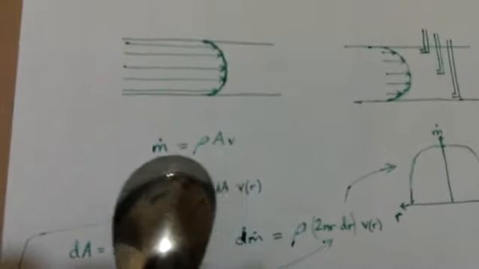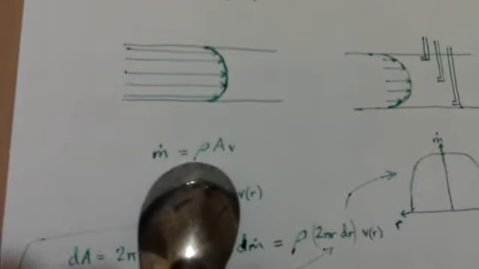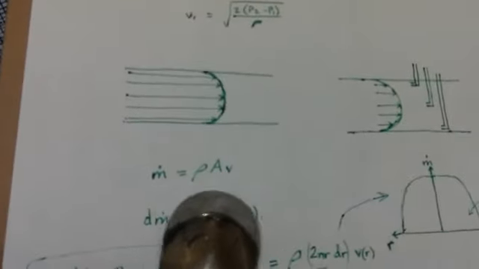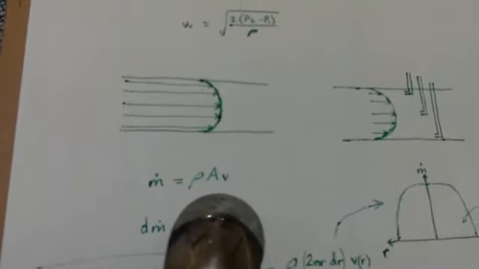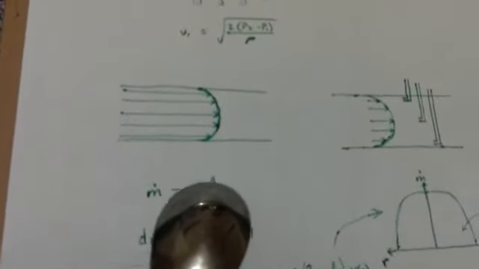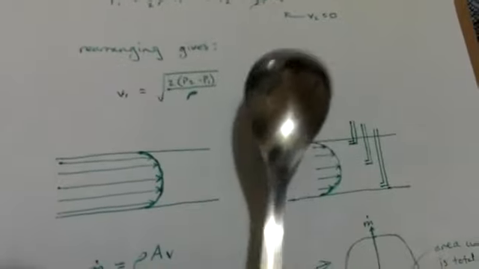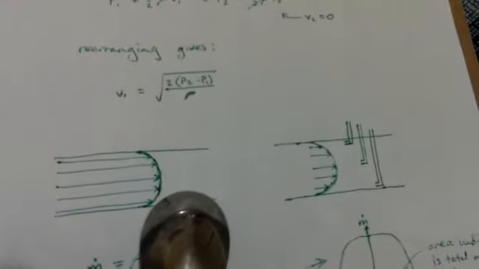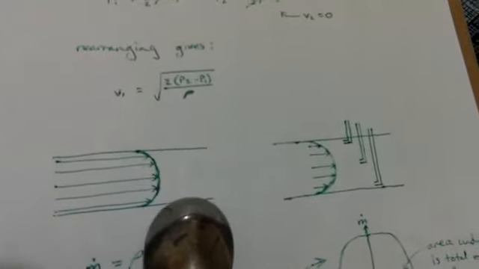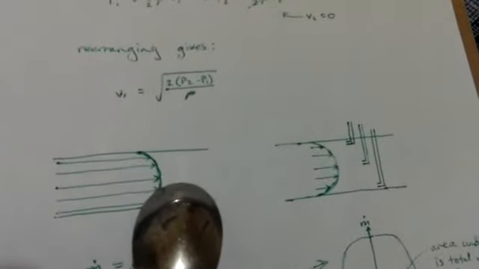However, it's not as simple as plugging V into this formula, as we did in the Venturi, because a Pitot tube is fundamentally different. A Pitot tube only measures the velocity at the point of the pipe where the Pitot tube is placed.